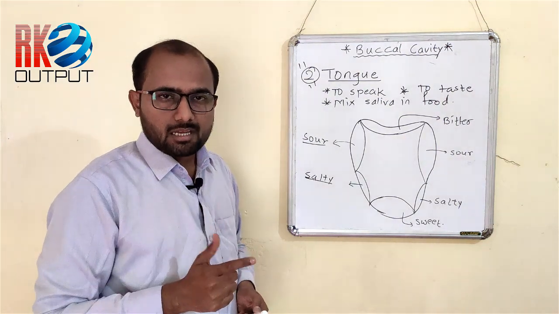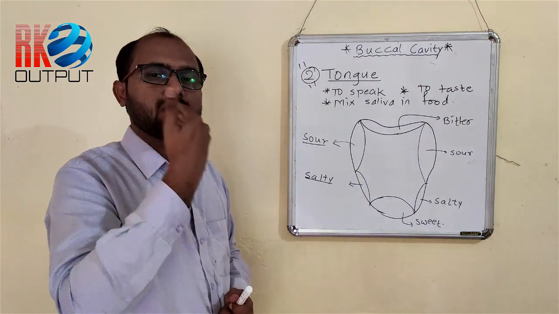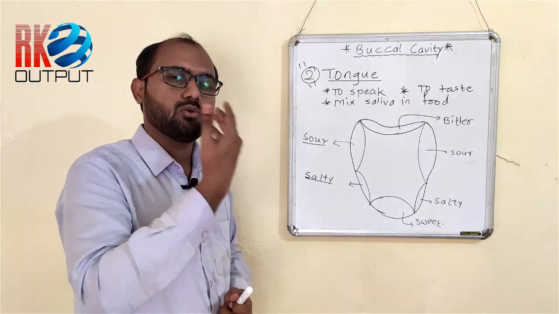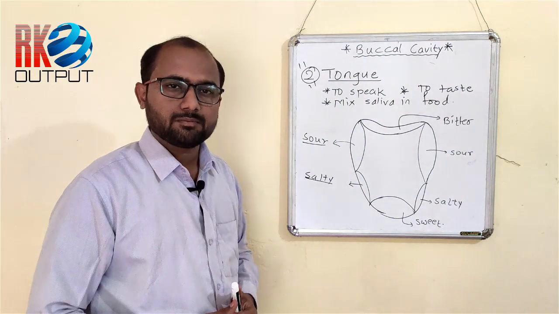And what is the role of the tongue? It mixes the saliva in the food. Even for the shifting of the food, whenever we eat food, the work of shifting the food will be done by the tongue. Understood?